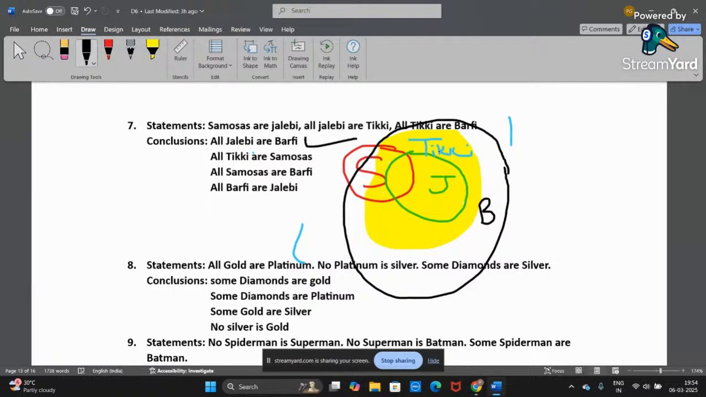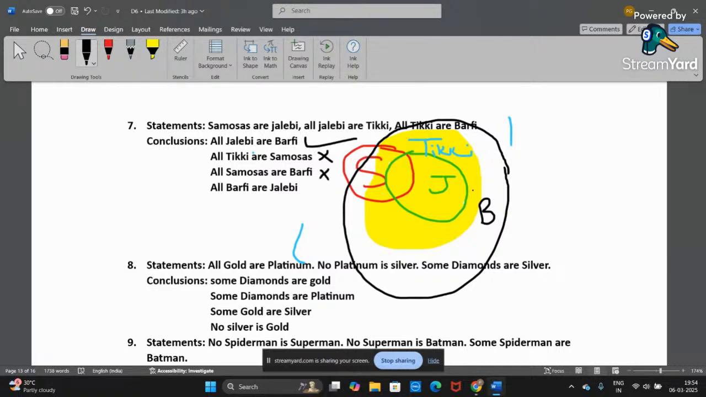All tikkis are samosa. No, the samosa is here out of the box, and the tikki, see, the yellow part is sticky, and the red circle, which is written in red color and word, yes, it is samosa. So all tikki is not samosa. So this does not satisfy. All samosas are burfi. No, only few samosas are burfi. So this is wrong.